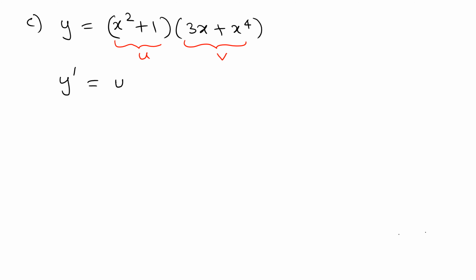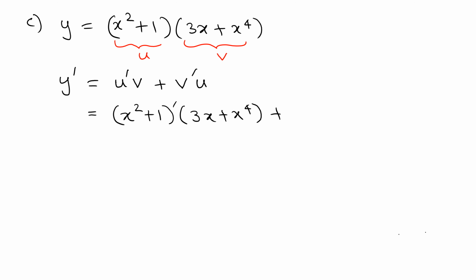So y prime is u prime v plus v prime u. If you use the prime notation, you take the derivative of the first one, which is u, so it is (x squared plus 1) prime times the second one, no derivatives, plus, now take the derivative of the second one, so it is (3x plus x to the 4) prime times the first one. So using the power rule, we can find the derivative now.